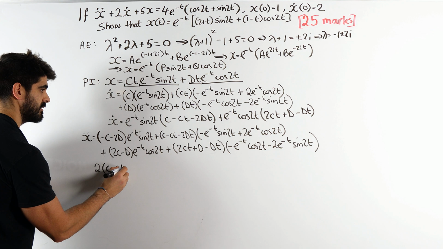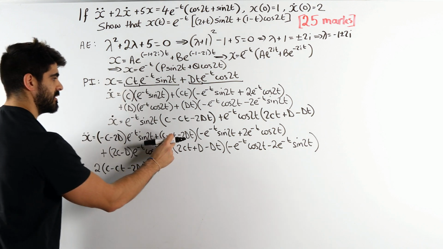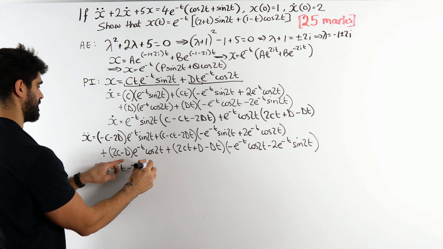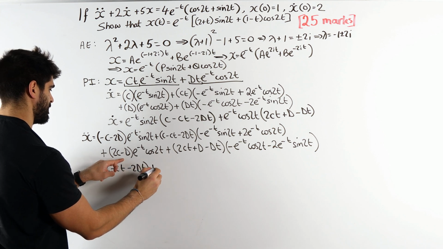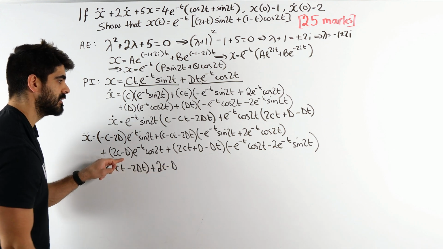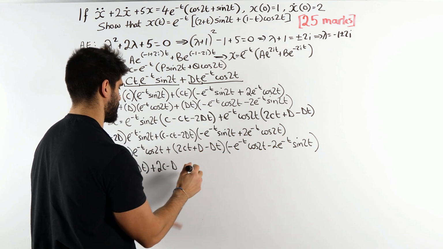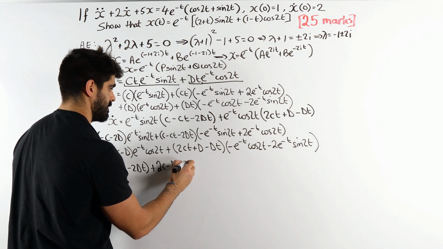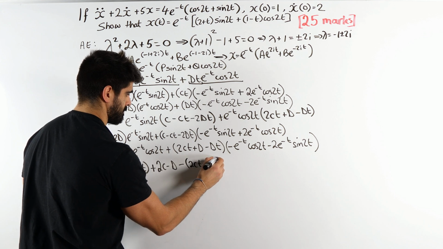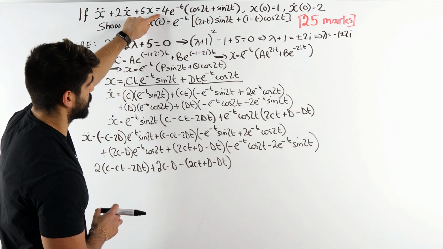minus ct minus 2dt. That times this gives me cos. I have another cos here, plus 2c minus d. And then I get another cos here, minus this. I'll just write the whole thing. It equals 4.